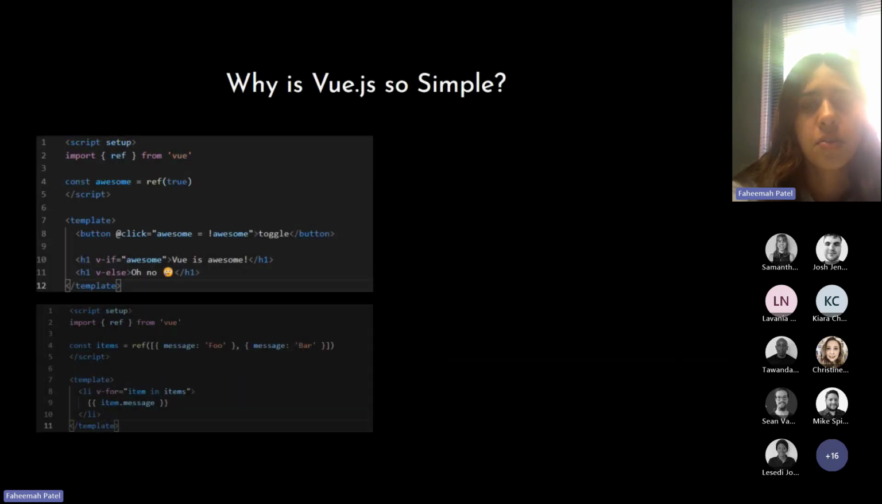So why is Vue so simple? Vue's declarative rendering allows developers to bind data to the user interface with simple syntax. You can create dynamic views with just HTML-like templates and directives such as v-if or v-for, which are easy to understand and use.